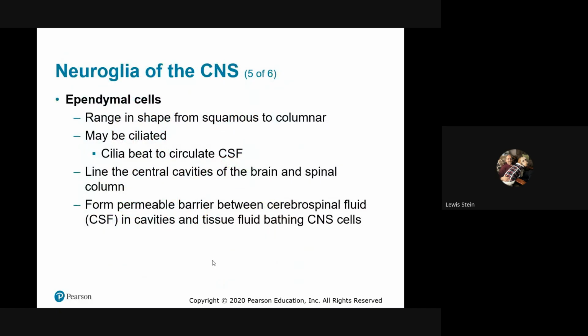These are a little different. This is a lining cell that is ciliated, and depending on where it is, it's either flat, squamous, or more elongated, columnar. I know you remember those terms. Squamous, cuboidal, columnar. My personal favorite, pseudostratified ciliated columnar, because I love to say it. What the cilia do, just like they move mucus around in your respiratory system, is enhance circulation. What they're circulating is cerebrospinal fluid.